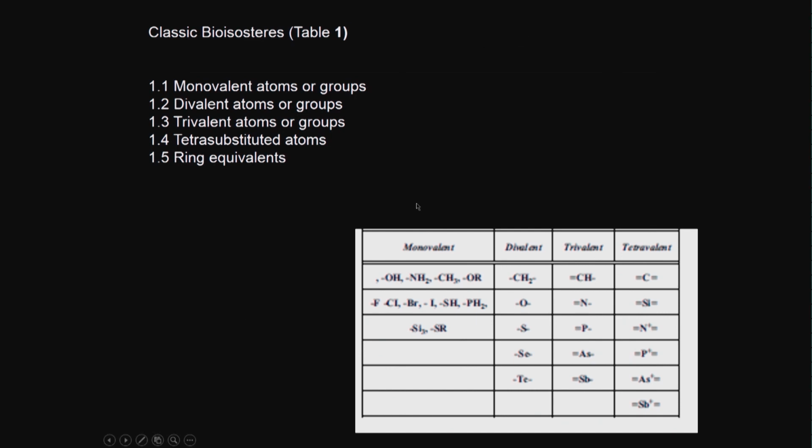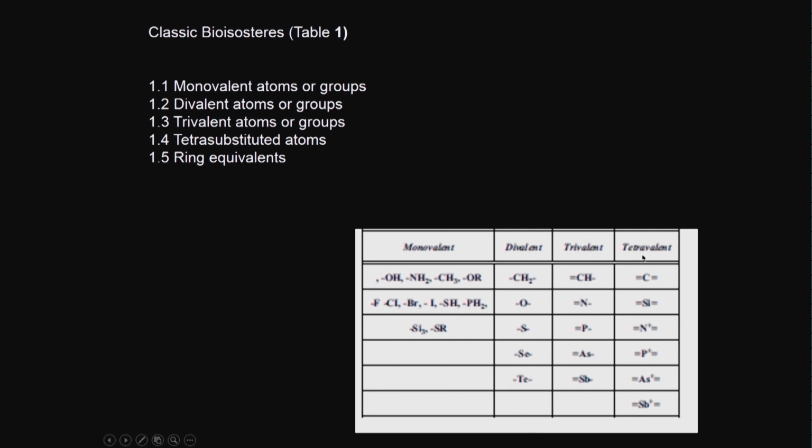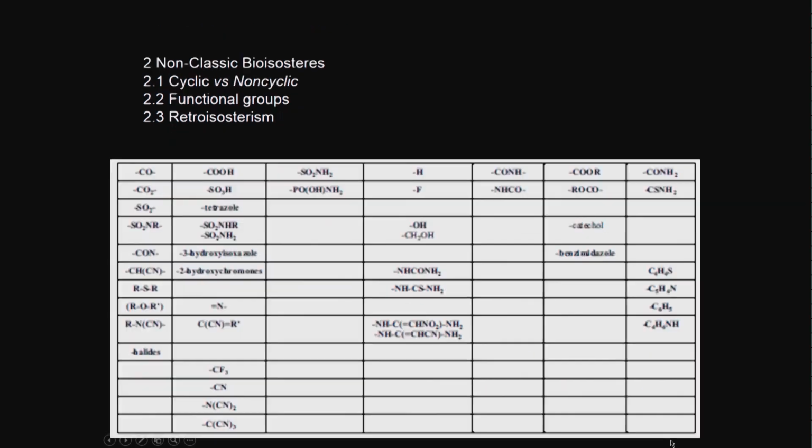These are called classic bioisosteres. So monovalent atoms or groups, divalent atoms or groups, trivalent atoms or groups, tetra-substituted atoms, ring equivalents, all these are classic bioisosteres as you can see here. Of course, you also have non-classic bioisosteres: cyclic versus non-cyclic, functional groups, retroisosterism. So we have groups which fall into this category. So these are called bioisosteres.